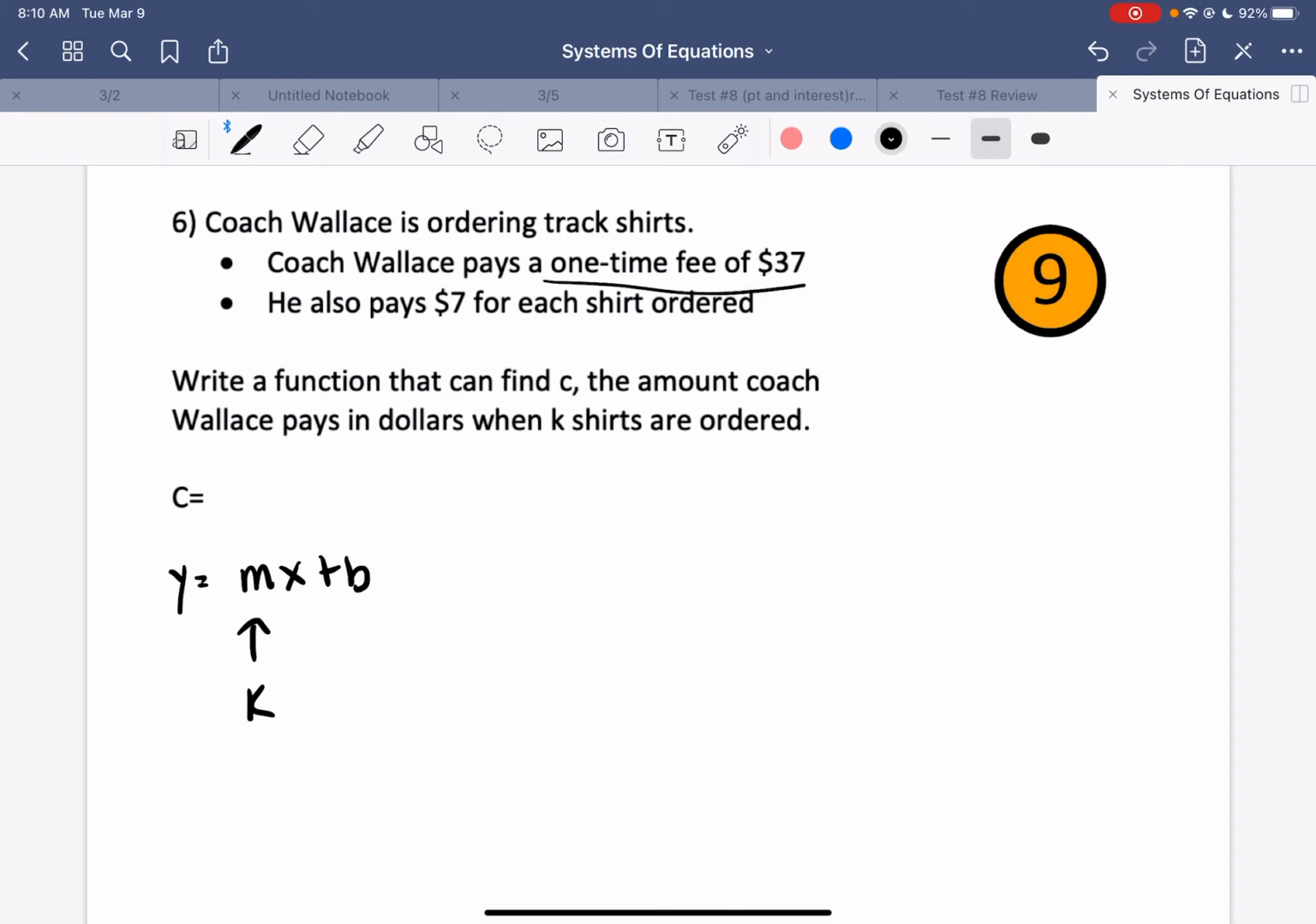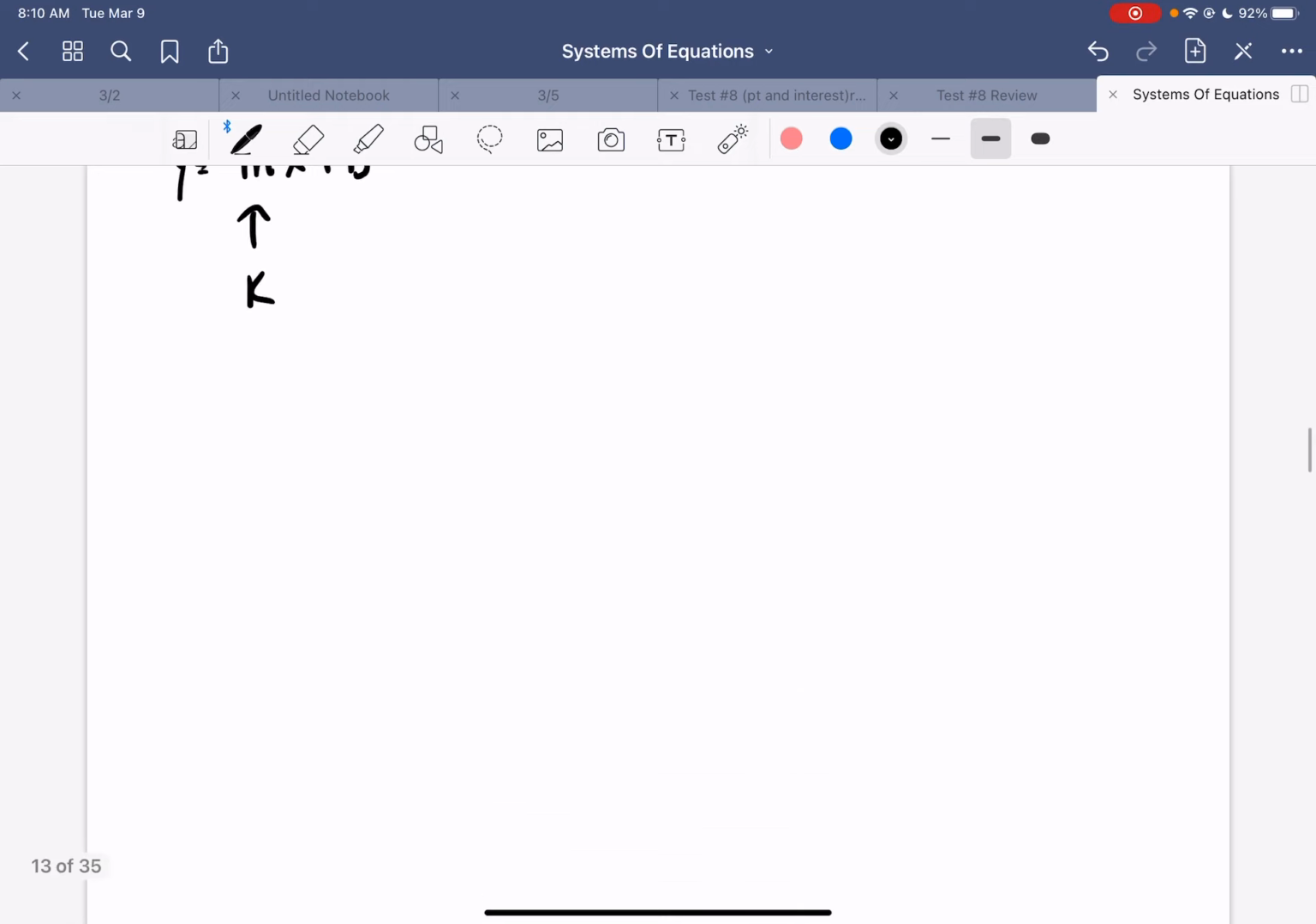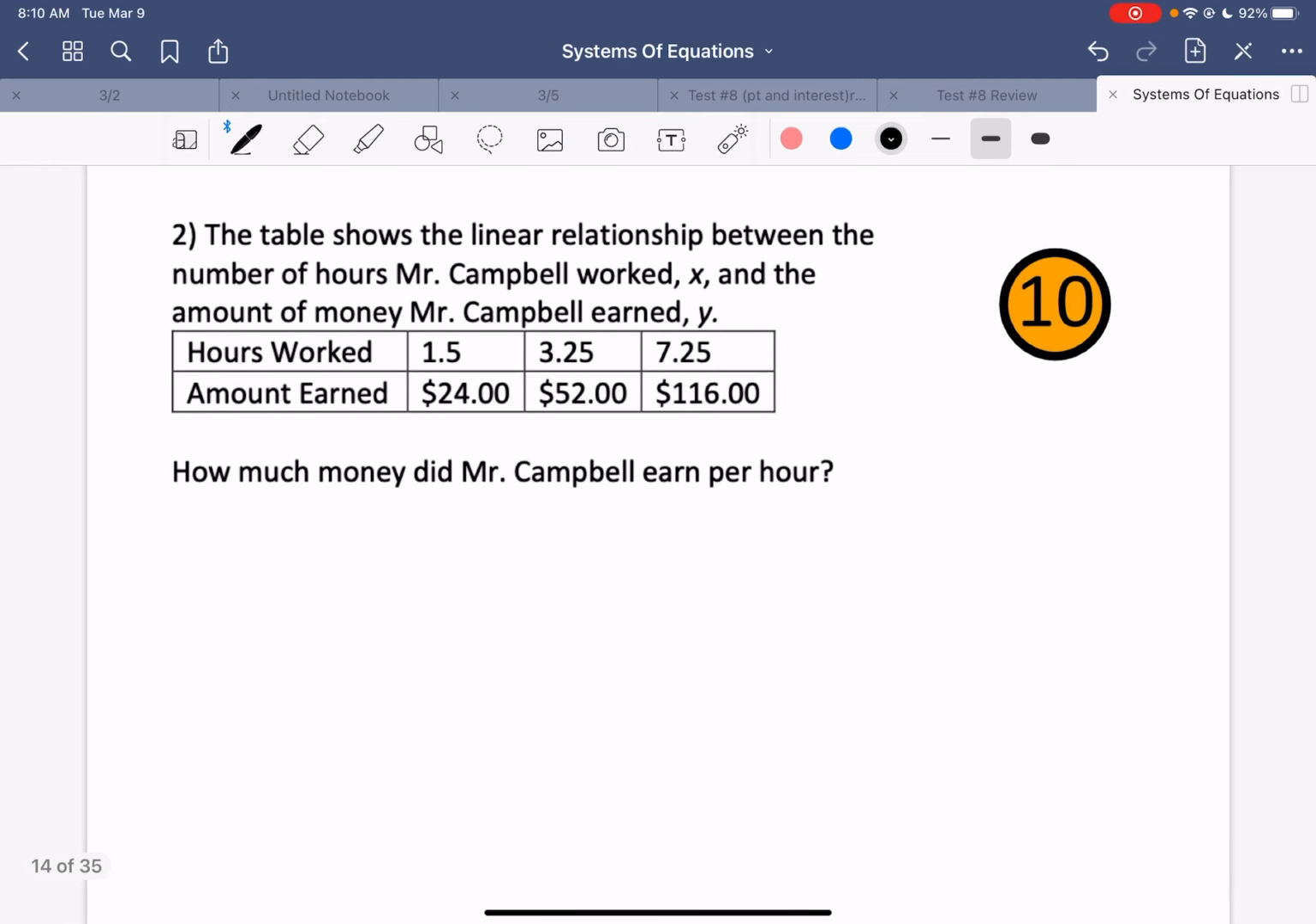So the one-time fee is going to be without a variable. So hopefully that's what you said. That 37 is what he still has to pay if he orders no shirts, the one-time fee of $37. And then on top of that $37, he's paying $7 per shirt, which is the K. So that is how you take words and extract them to put them into an equation type answer. So go ahead and let's try this one.